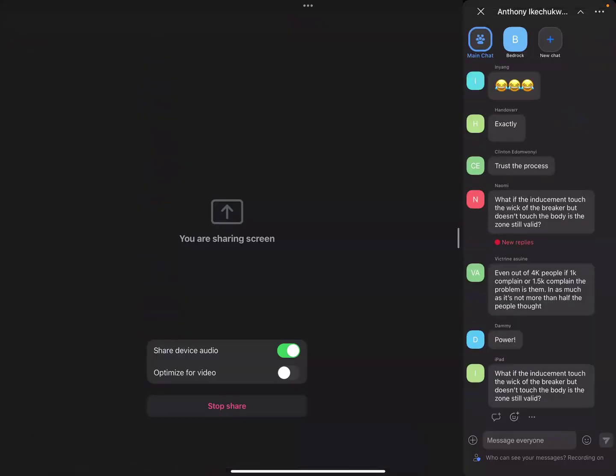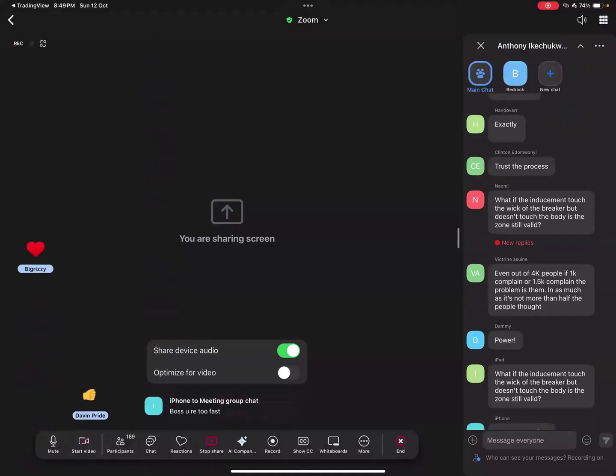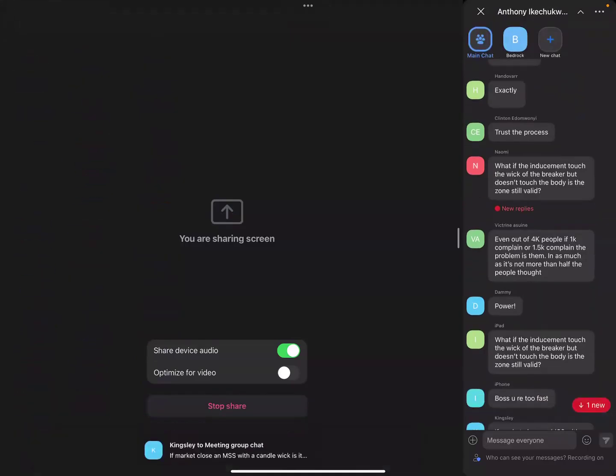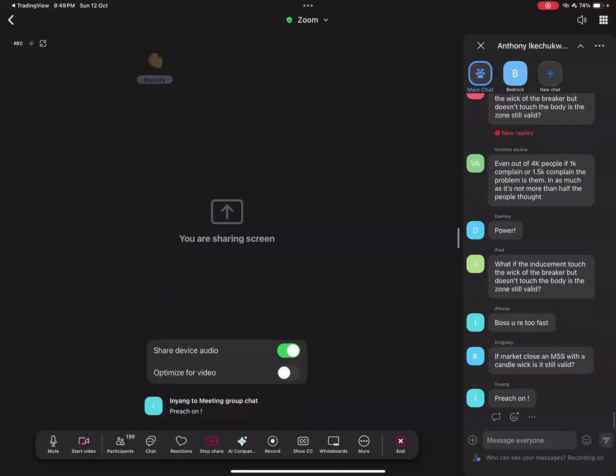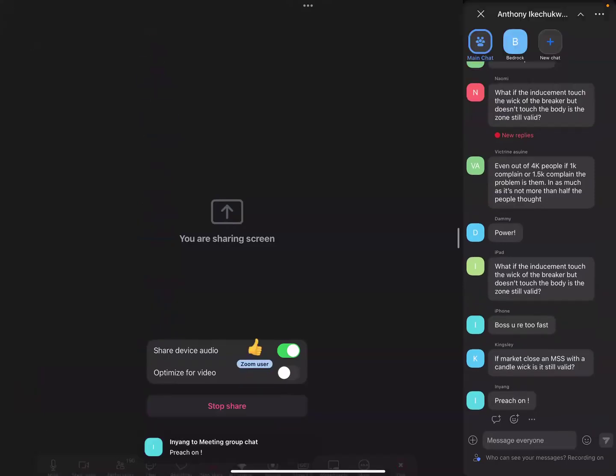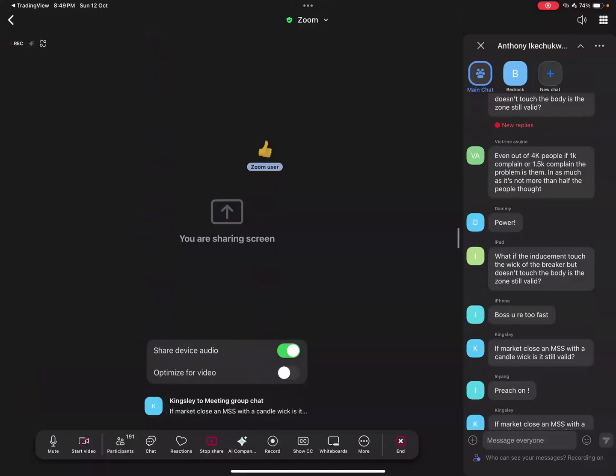Someone is asking me if the inducement touches the wick of the breaker. I mentioned it here now, so that's why I say you should pay attention. I said if the inducement touches the wick of the breaker, it is still unmitigated. For you to mitigate the breaker, it needs to touch the body of the breaker. Do you understand? So I hope I can continue what I was teaching.